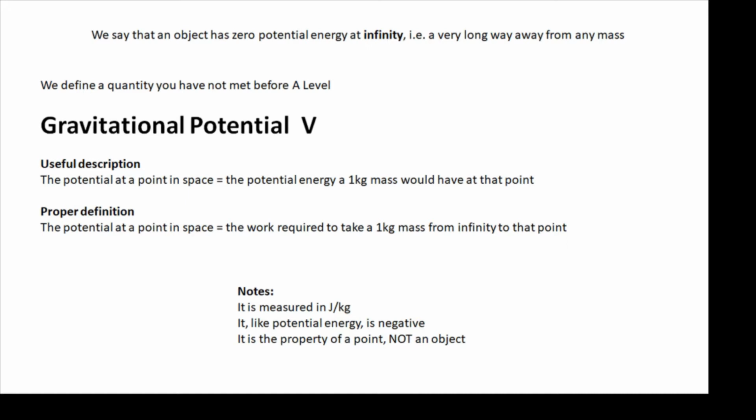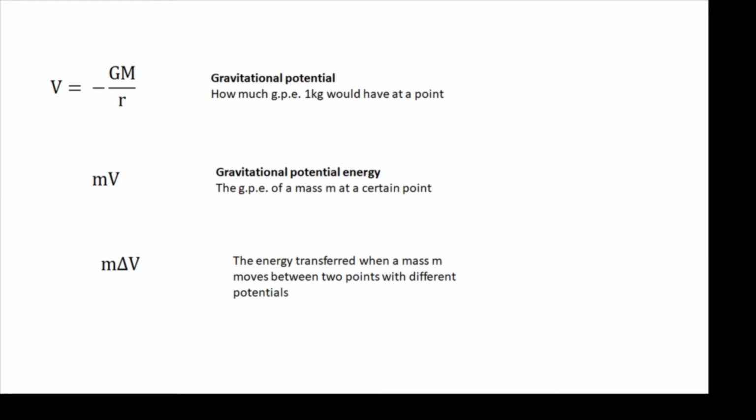A few things about potential which are worth remembering. Remember, it's joules per kilogram. It's the potential energy of a kilogram, joules per kilogram. And like potential energy, it's negative. In these planetary universal fields, potential energy is a negative quantity. Also remember, it's not the property of an object, it's the property of a point in space, the potential at a point in space. So V equals minus GM over r. I'll talk about where that equation comes from later.